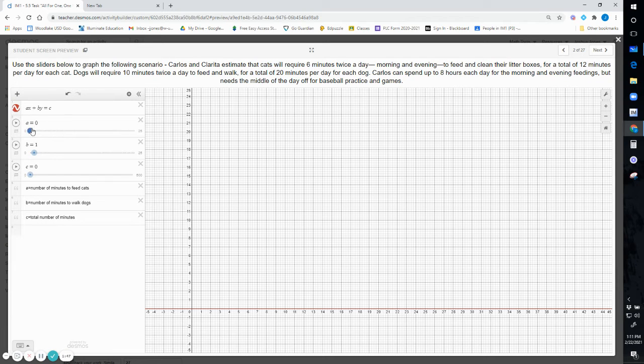All right, so hopefully you realize that A is the total number of minutes they have for cats, so you're going to put that at the 12, right? That's the 12 right here. B is the number of minutes they have available for dogs, so that's going to be 20, right? And the total number of minutes they have altogether is 8 hours worth of minutes. So that's where kids might have gotten confused. 60 minutes per hour, 60 times 8 is 480. So 480 should have been your equation there.